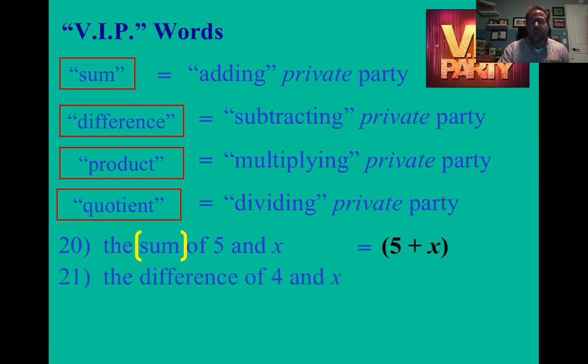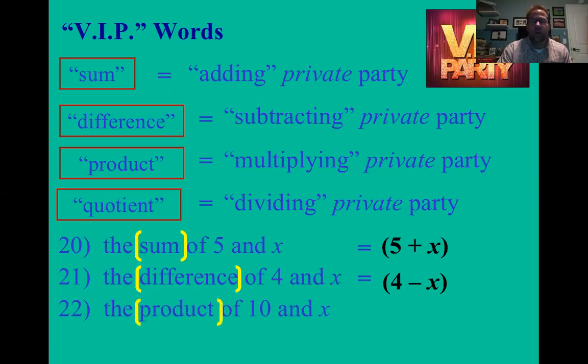Number 21, the difference of 4 and x. So difference, that's a VIP word. So who got invited to the VIP party? The 4 and the x. So we would do 4 minus x, and we're going to put it in the order we see it. 4 and then minus x. Okay, the next one, the product of 10 and x. Product is your private party word, and so that would be 10 times x. Product means multiply. 10 times x, or you could write it just as 10x. This still means 10 times x, okay?